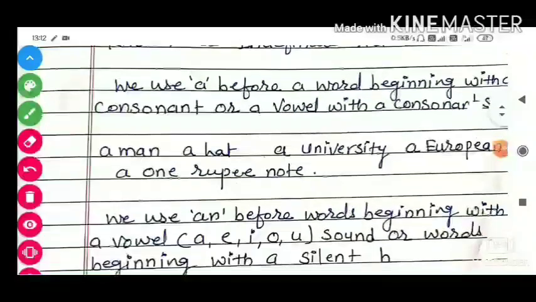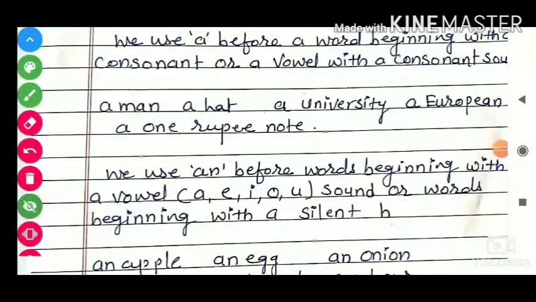A man, a hat, a university, a European, a 1 rupee note. Now in these examples you see a man. Man is the word starting with a consonant and a consonant sound, so we use a before man. A hat. We use a before hat because h is a consonant.